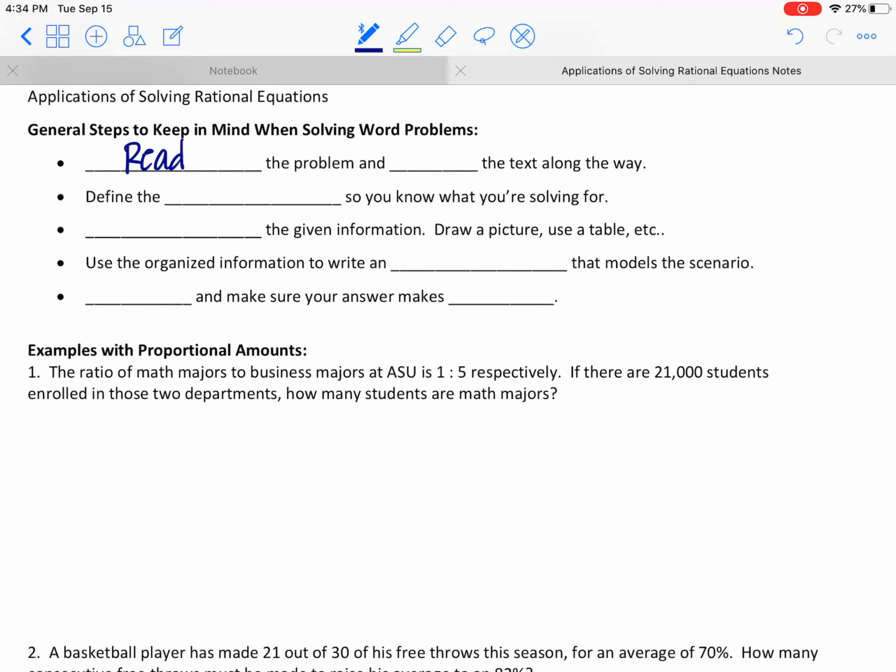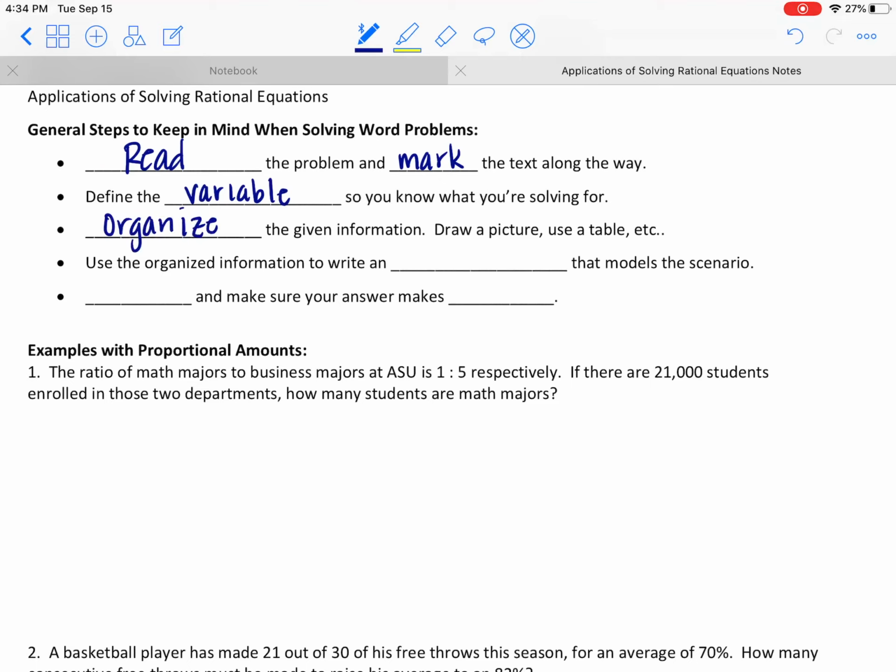Maybe read it twice if you need to, 3 times if you need to. And you can mark the text along the way. So highlight important information, circle, underline. Or if you don't have a paper in front of you where you could do that, then just list out important facts along the way. Okay? Once you've read the problem, you've sort of identified important information, what you really want to do is define a variable. What is it that the problem is asking you to find that is going to be the variable in your situation?